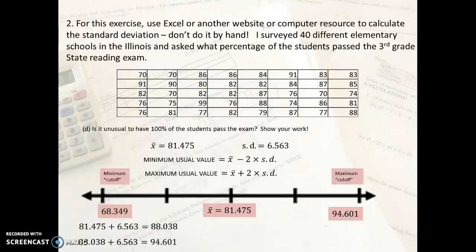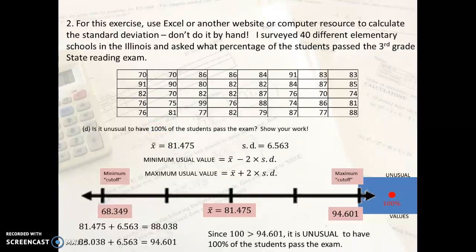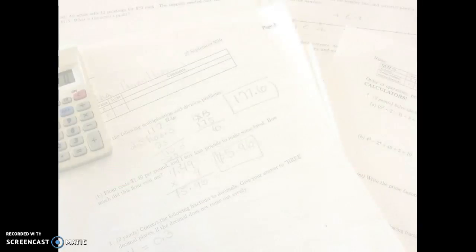for how many students pass the exam. Anything above it is going to be unusual. I'm analyzing 100%, and if I was going to plot that on my number line, well, it'd be up here somewhere. That's unusual. It's bigger than my cutoff, so it's going to be unusual. All right, there's a lot of moving parts. Hopefully it makes sense, or you can rewatch the video to go through some of the steps that might have been confusing. But that is the outline for week number 9.